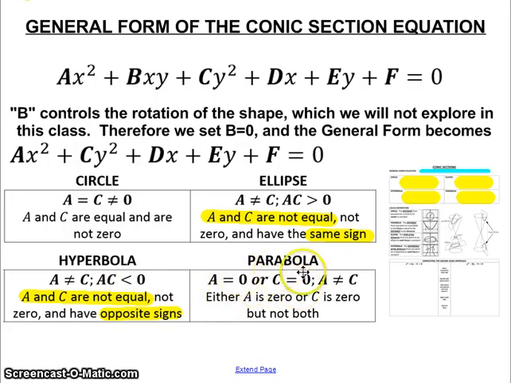And finally, for a parabola, we're going to have either A equal to 0 or C equal to 0, but not both of them. And so if you imagine what happens here then, if A is 0, then I have no x squared term and I see just y squared. And by the same token, if C is 0, I have no y squared term and all I see is the x squared term.